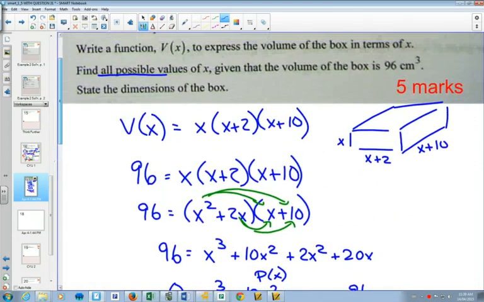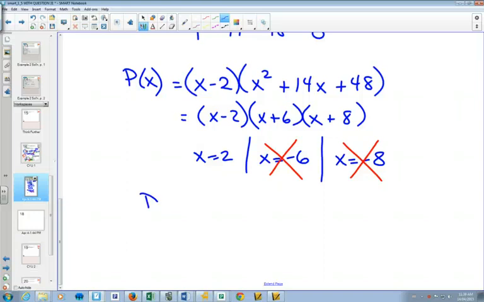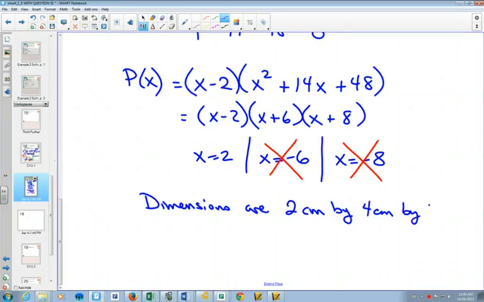So the final question asks for, state the dimensions of the box. The dimensions are 2, what was the units? Centimeters? 2 centimeters by 4 centimeters by 12 centimeters.